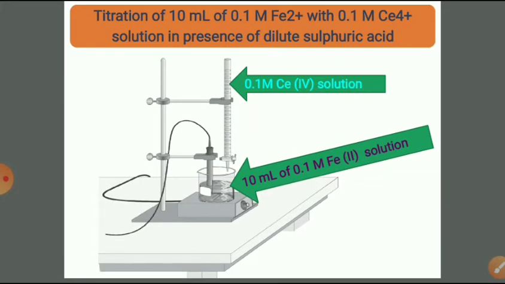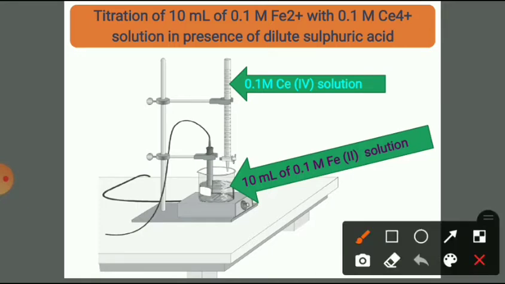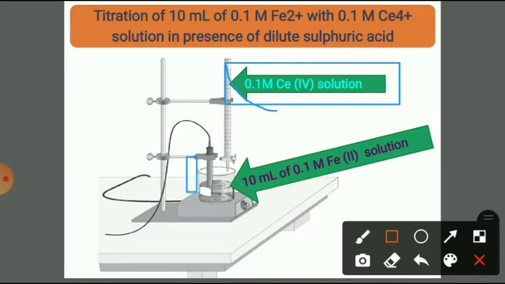Now here we have considered the titration of 10 ml of 0.1 molar Fe2+ with 0.1 molar Ce4+, that is cerium 4+ solution, in presence of dilute sulfuric acid. Here we have represented the setup of this titration, in which you can see the burette which is filled with 0.1 molar cerium 4+ solution, and in the beaker we have taken the 10 ml of 0.1 molar Fe2+ solution.